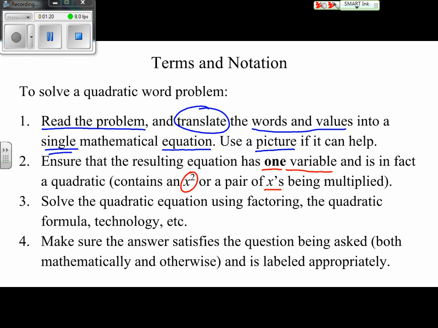Number 3, solve the quadratic equation using any of the steps that we have done in previous lessons, such as factoring, the quadratic formula, or using our graphing calculator technology.